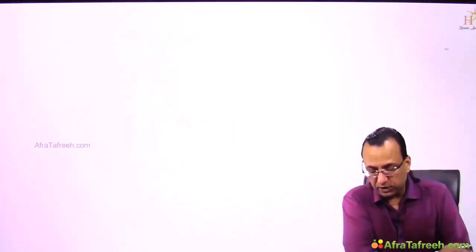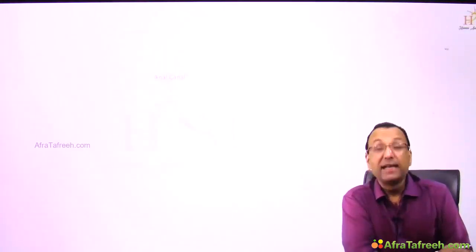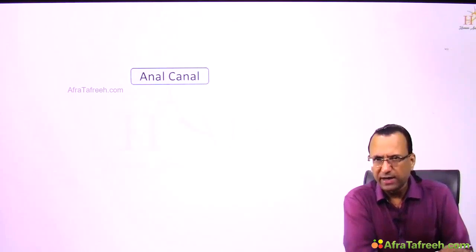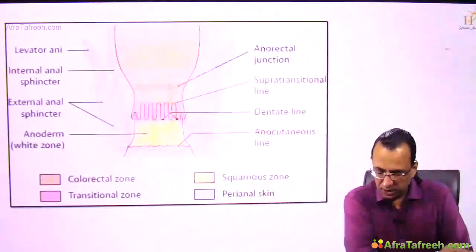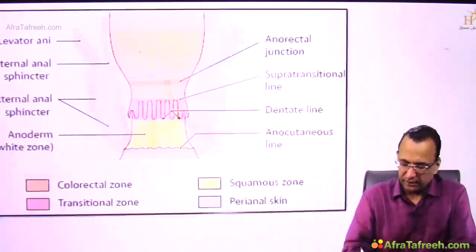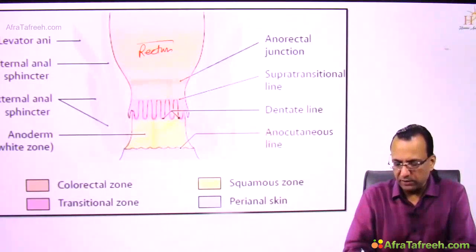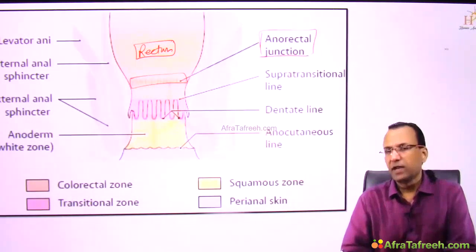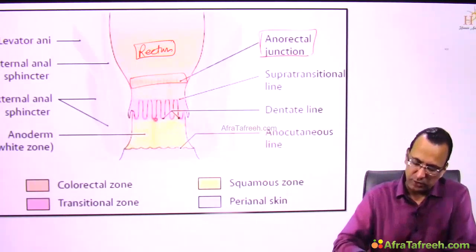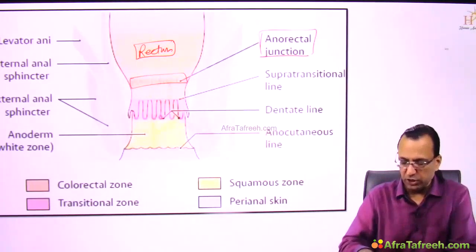Now let us talk more about the anal canal, because there are questions on anal canal. You will see the epithelium of anal canal, but before that some gross anatomy. And you see, this is rectum, so there will be an anorectal junction, and then anal canal begins. When the anal canal begins, you will see anal canal itself has some zones.